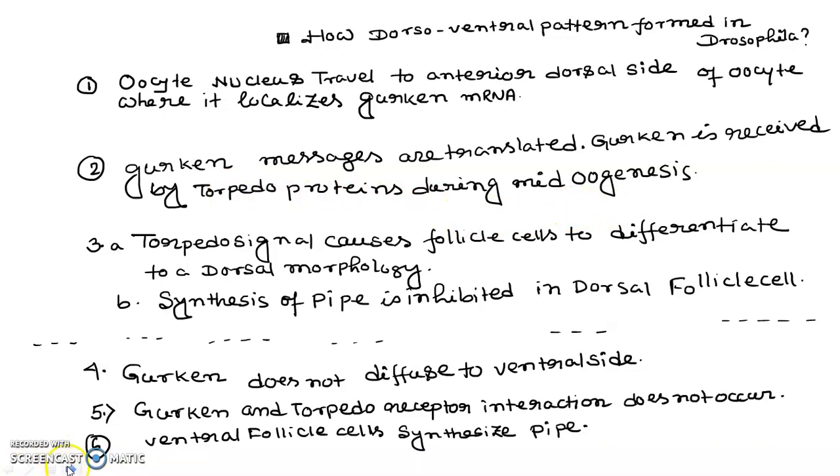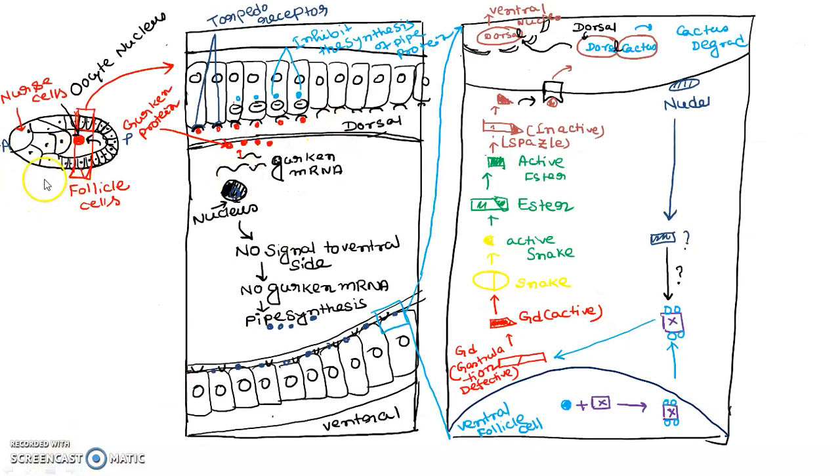Now you can see here this is the oocyte in a follicle, and these are the follicle cells, and this is the oocyte nucleus, and these are the gurken mRNA. Gurken mRNA is received by the torpedo receptor. Now gurken mRNA binds to the torpedo receptor. This binding inhibits the synthesis of pipe protein, and this pipe protein actually makes the embryo ventral, so its absence makes the dorsal side.